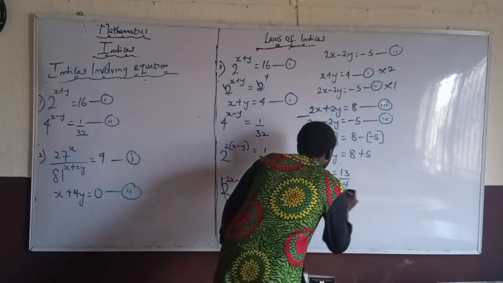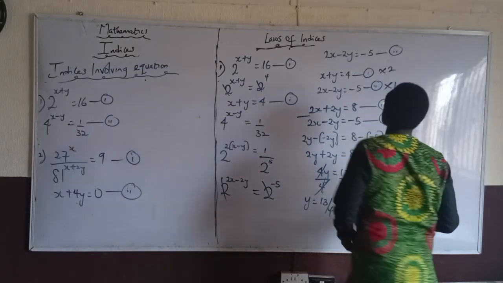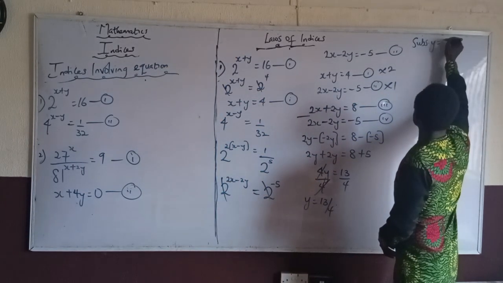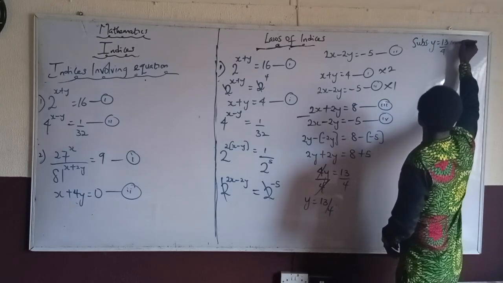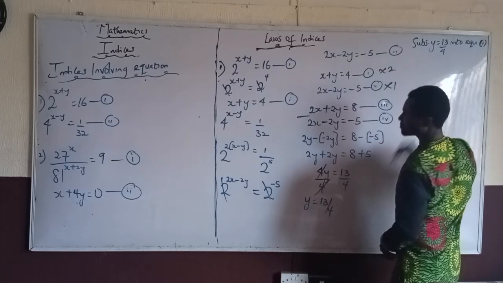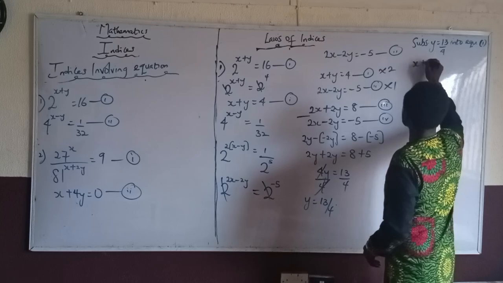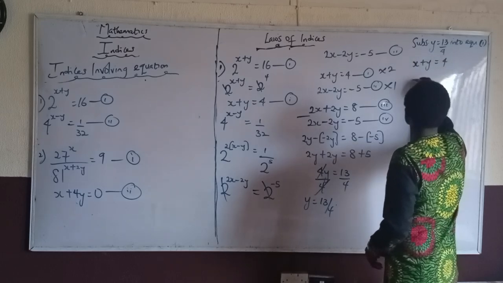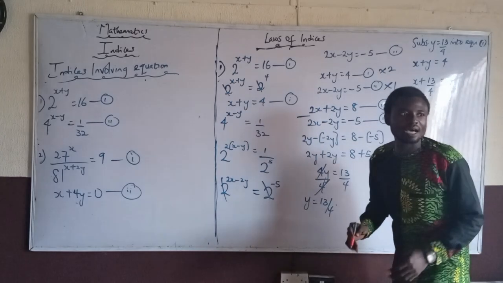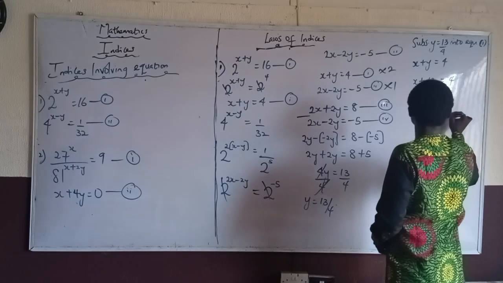Divide by 4, divide by 4. This cancels this. y is 13 over 4. So I come here and say substitute y equals to 13 over 4 into equation 1. So this is x plus y equals to 4. So this becomes x plus 13 over 4 equals to 4. I will correct that terms. x becomes 4 minus 13 over 4.